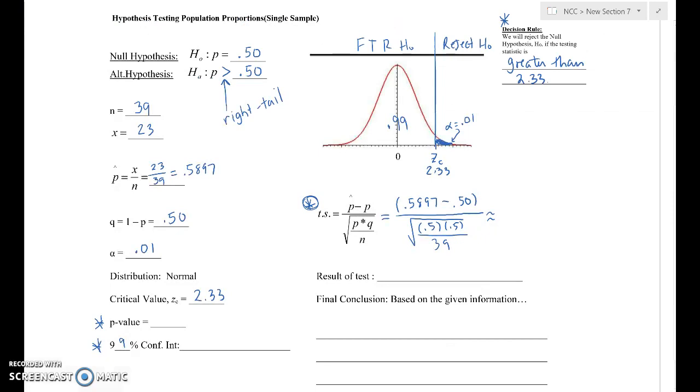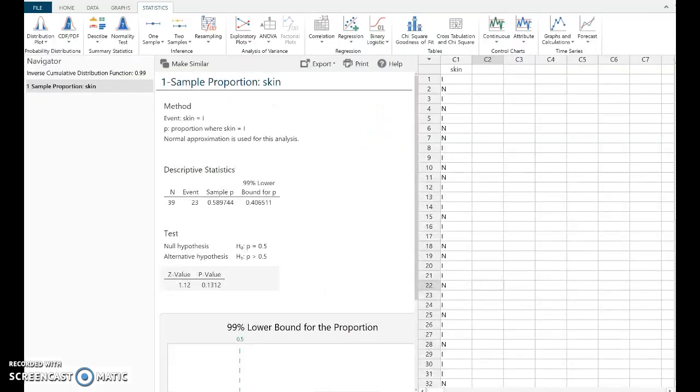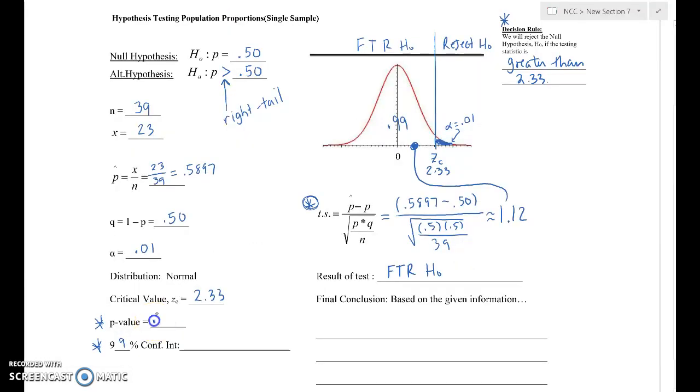The testing statistic is 1.12, which lands somewhere over here. In other words, the testing statistic does not land in the critical region. So the result of the hypothesis test, decision rule says fail to reject H0. Alternatively, the p-value, 0.1312, which, by the way, is greater than alpha. When the p-value is greater than alpha, fail to reject the null hypothesis.